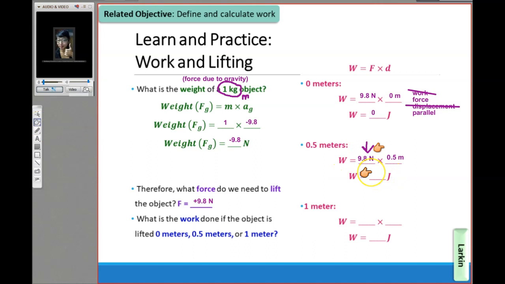Go ahead, calculate that. Make sure you give me a capital J for the units, capital J. Thank you for joules. Yes, awesome. This is going to be 4.9 joules. Now, let's go ahead and think about this last scenario.